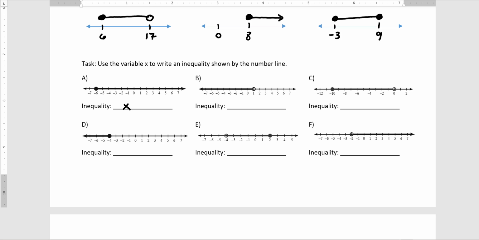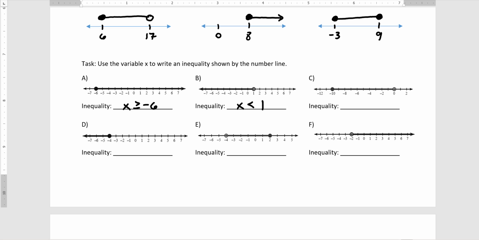All right, now if it's a closed circle, I know it's either going to be less than or equal to or greater than or equal to. And since this is going to the right, we have all the values greater than or equal to -6. So that means x must be greater than or equal to -6. Looking at letter B here, we have an open circle, so I'll say x, and since we're going to the left, we know that has to be less than. Now what is x less than? That open circle is right over 1, so it must be x is less than 1.